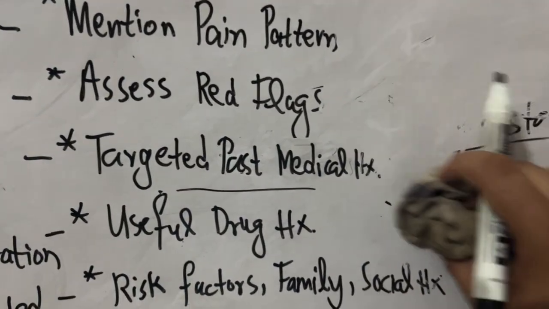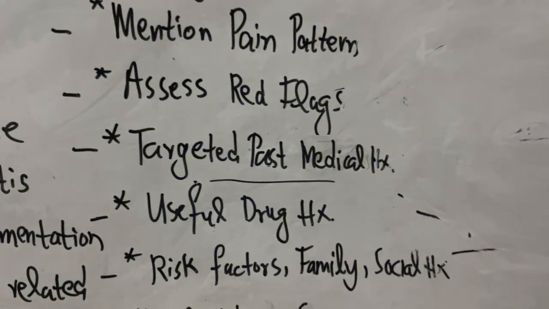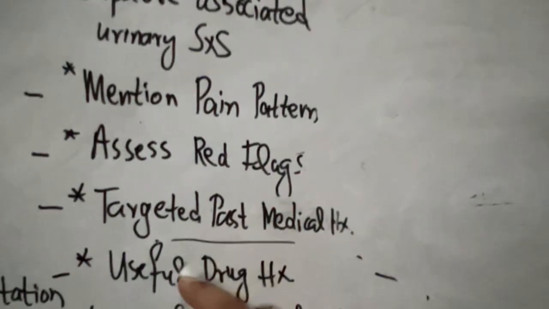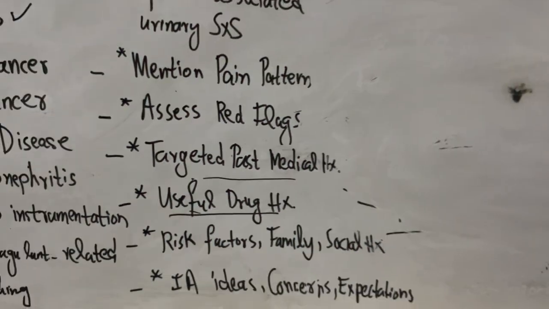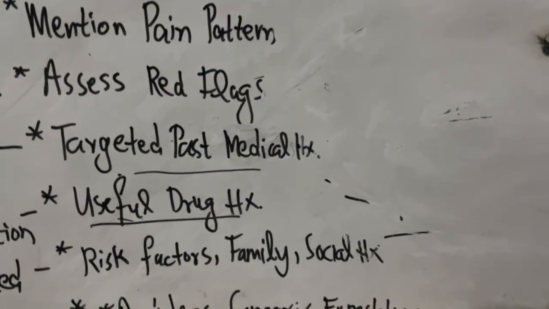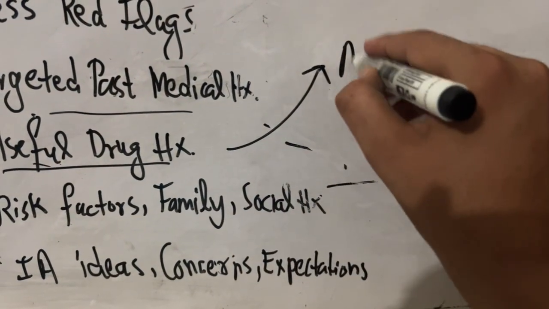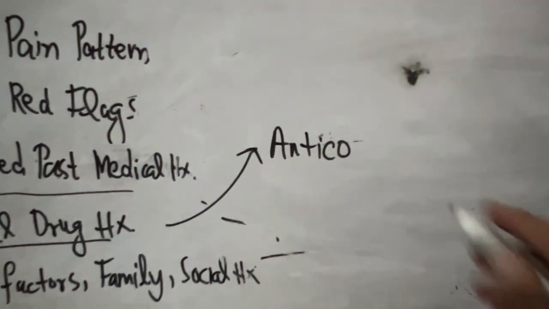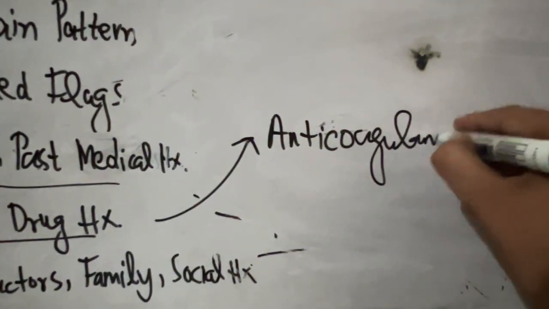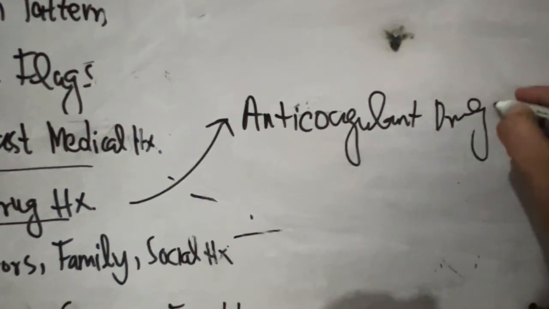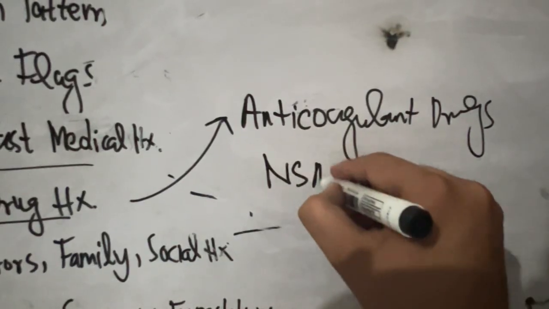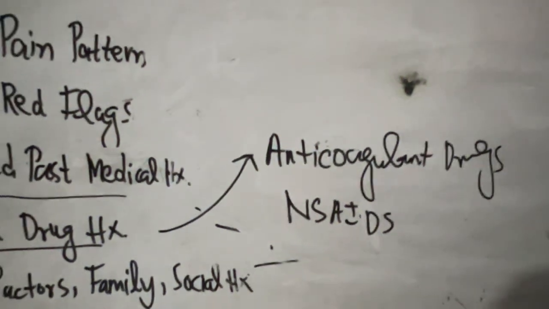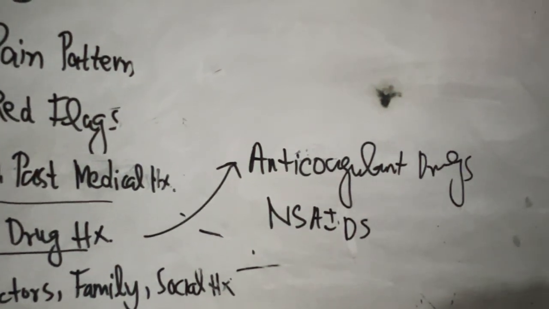After the targeted past medical history, we ask about useful drug history. In the useful drug history, we will ask about anticoagulant-related bleeding, so any anticoagulant drugs. We will ask about NSAID use, because NSAIDs can cause renal problems.